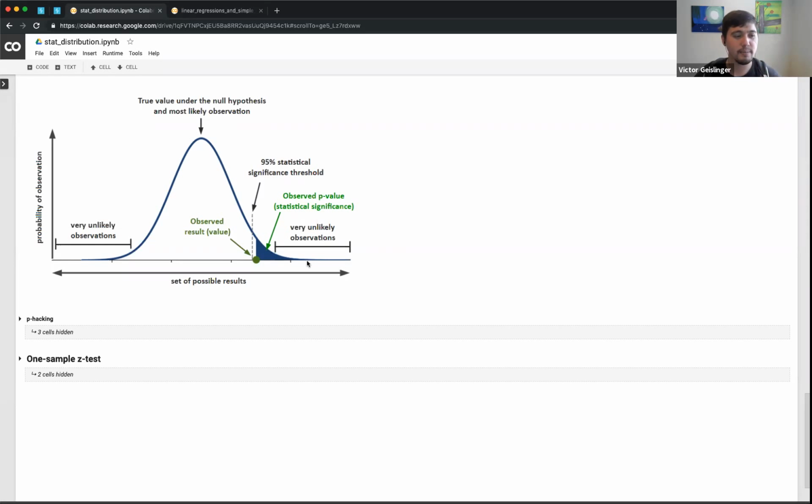Does anyone remember what I said about particle physics, about how many standard deviations they have to reach to say it's a new discovery?